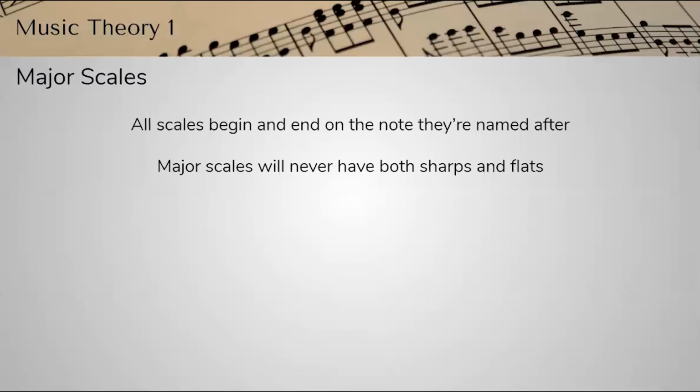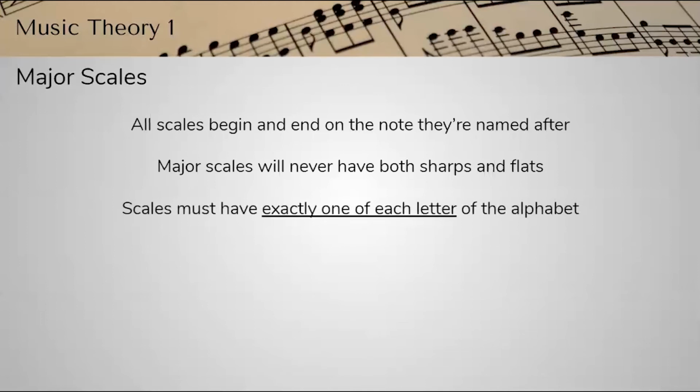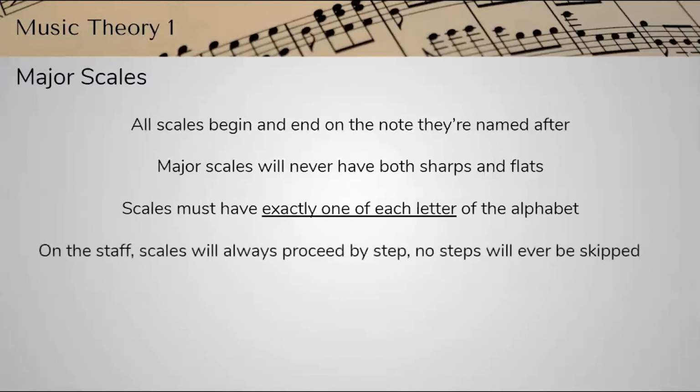They will never mix. Okay, scales must have exactly one of each letter of the alphabet, and we'll see why this is important to know in a little bit. But scales will always use an A, a B, a C, a D, an E, an F, and a G. They could be an A, B, a C sharp, a D, an E, an F sharp, and a G sharp, but all the letters will be represented. Okay, you'll never have an A and an A sharp in the same scale. And on the staff, scales will always proceed by step, and no steps will ever be skipped. So on the staff, it will always look like you're going up by step. Okay, you'll never skip any intervals.